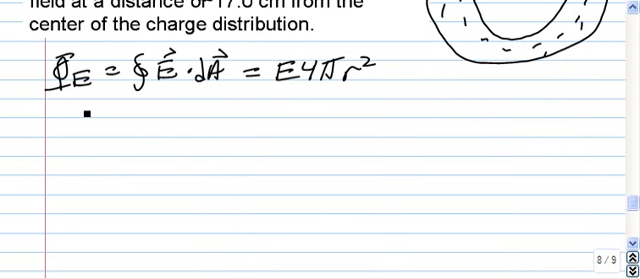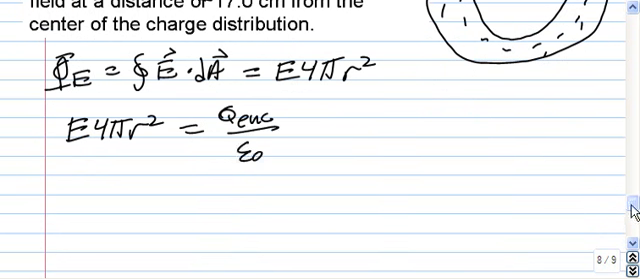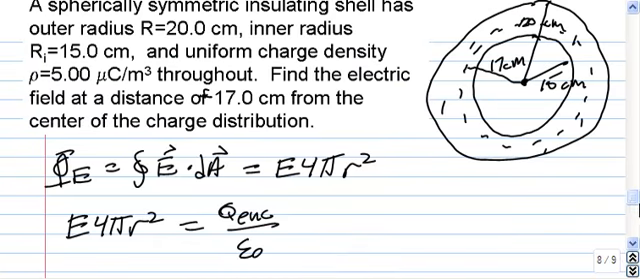In order to solve for E, we have to equate this E times 4 pi r squared to the charge enclosed over a constant epsilon naught. So how do we compute the charge enclosed? Well, we know that there's uniform charge density rho throughout the sphere. So if we know the volume of charge, since we know the charge per unit volume, we can figure out what the total charge enclosed is.